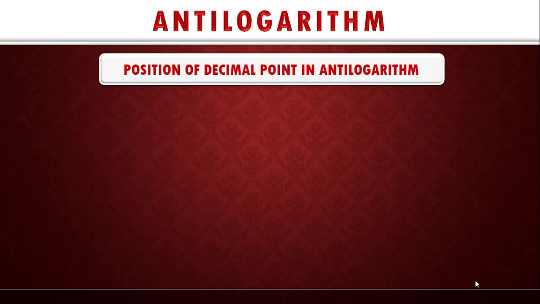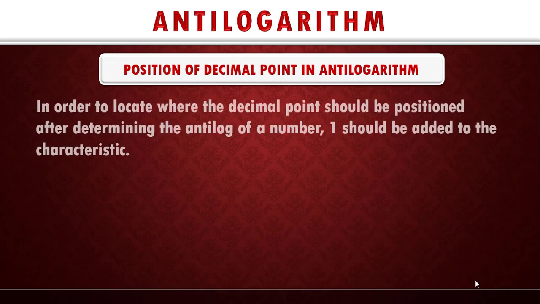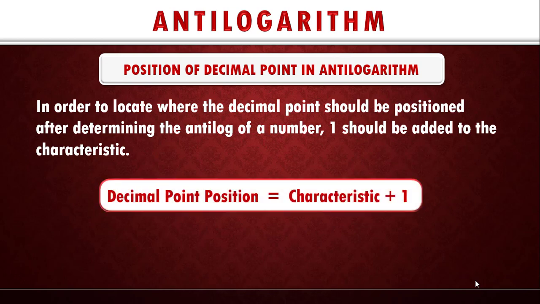Position of decimal point in antilogarithm. In order to locate where the decimal point should be positioned after determining the antilog of a number, 1 should be added to the characteristic, and we have this formula: decimal point position equals characteristic plus 1.